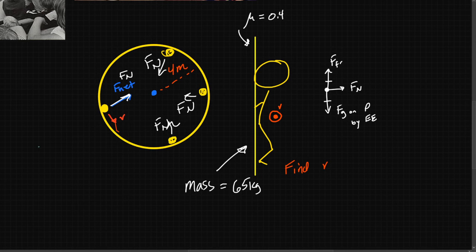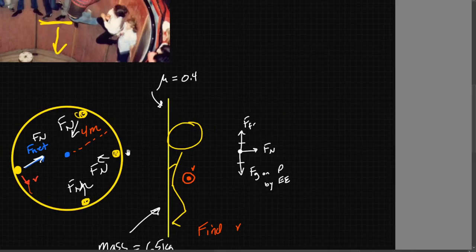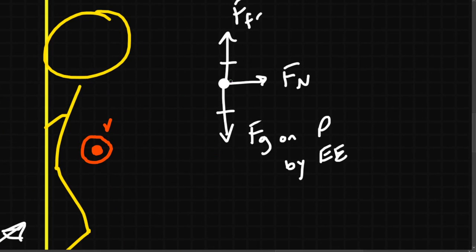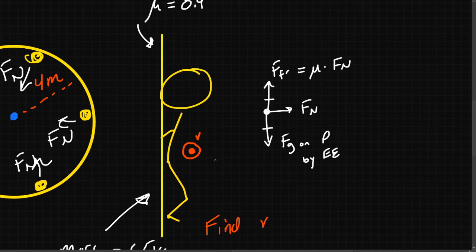So the normal force is the only force pushing them to the center. Now, we need to figure out this. We want this person to stay stuck to the wall. And if this person is going to be stuck to the wall, that means their frictional force has to balance out with their gravitational force. Well, how big does their frictional force get to be? Their frictional force is as big as mu times their normal force. So that's going to be important.